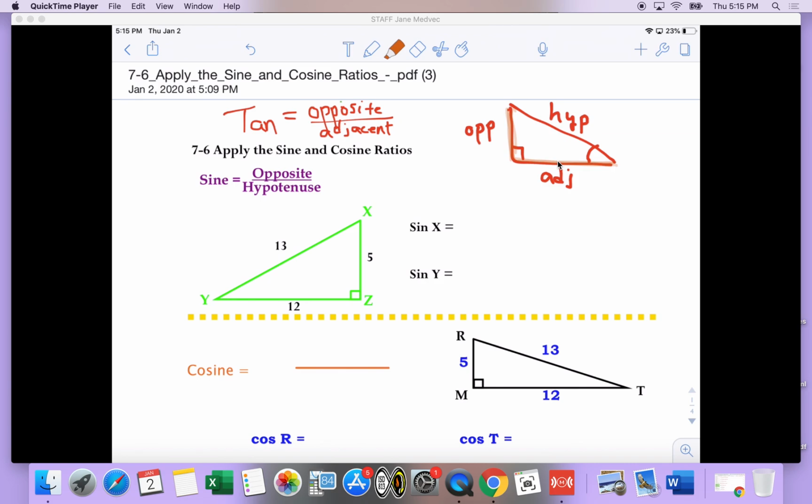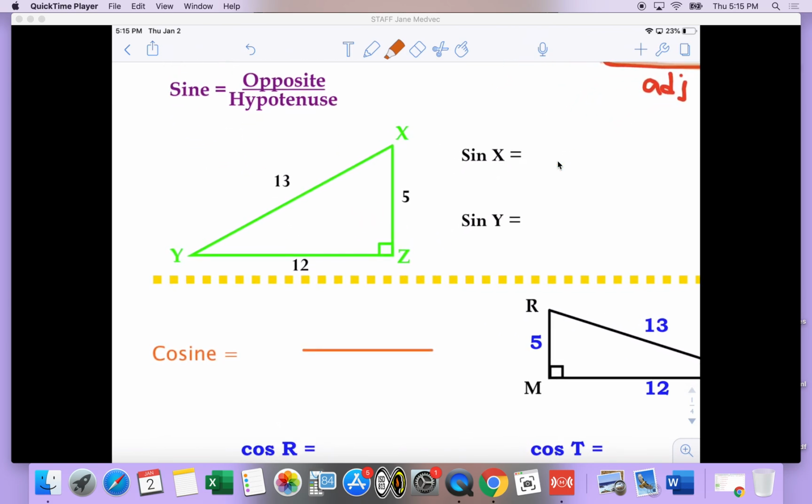Today we're going to look at sine and cosine. We're going to set up our sides very similarly, but rather than doing the opposite over the adjacent, for sine we're going to do opposite over hypotenuse. So let's take a look at the first problem.